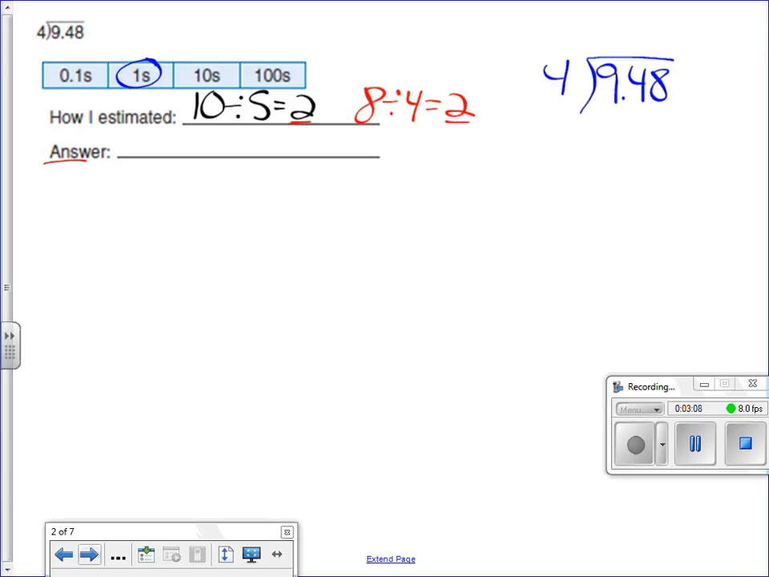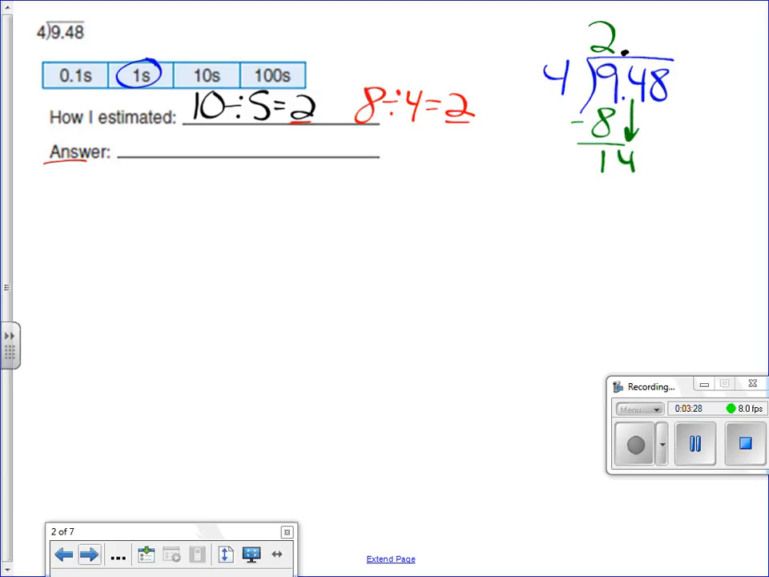How many times can 4? Oh, I better move my decimal up before I begin. I'm going to keep everything consistent. Okay. Now, how many times can 4 go into 9? It can go in there twice. 2 times 4 equals 8. And I'm going to go ahead and subtract. 9 minus 8 is 1. Bring the 4 straight down.